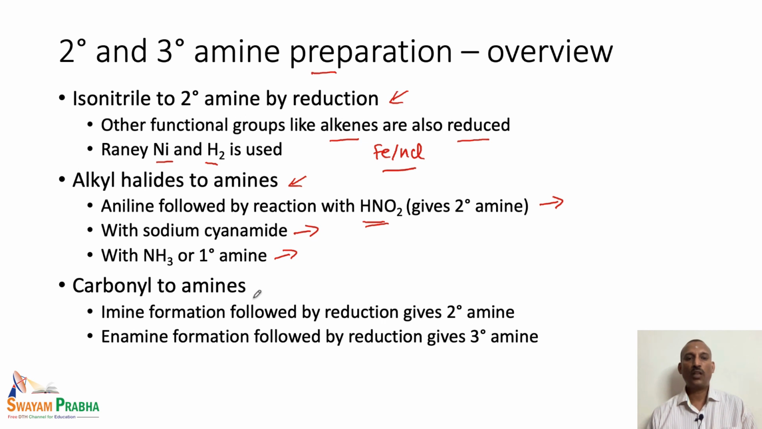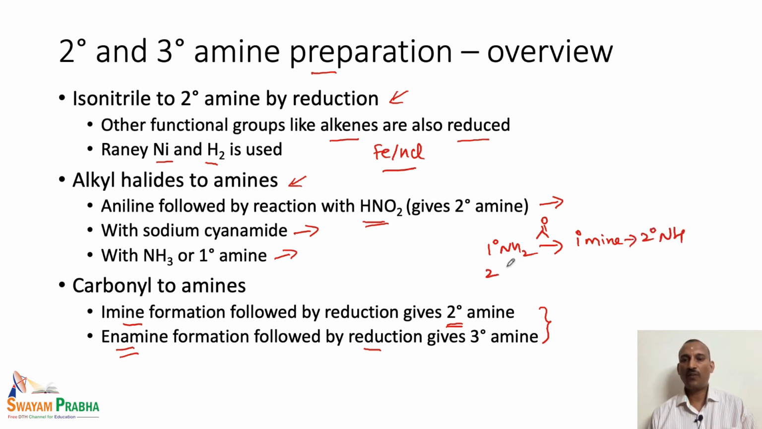And we have also seen about the carbonyl reduction to amines. In the case of carbonyl to secondary amines, we first form the imine, and the formed imine is reduced to the secondary amine by the reducing agent. And if we are getting an enamine, then the reduction of the enamine gives the tertiary amine. So this is the difference between secondary amine formation and the tertiary amine formation. If we use a primary amine with the carbonyl compound, we get an imine. So the reduction of this imine gives the secondary amine.